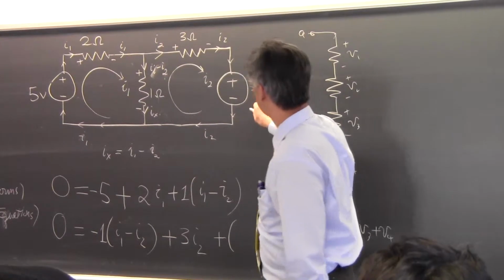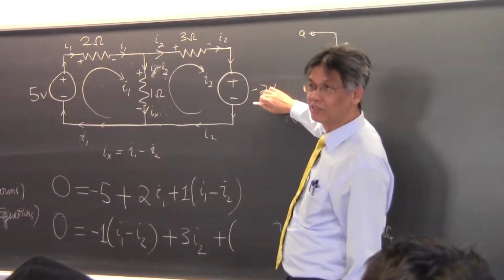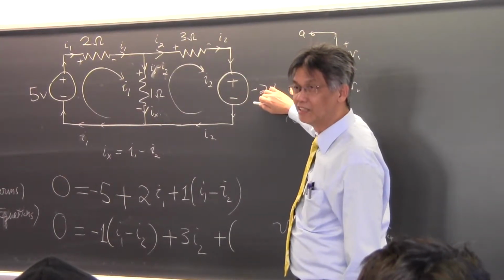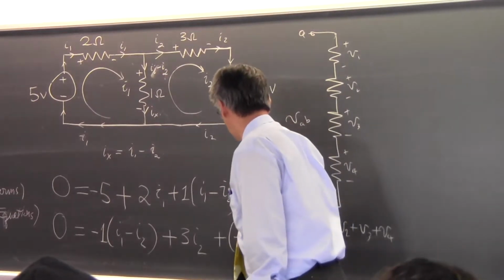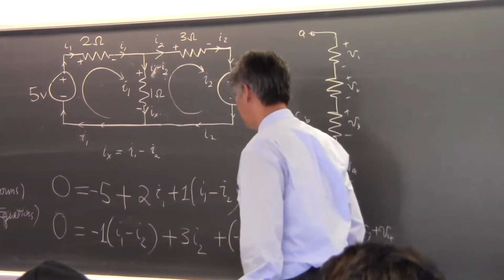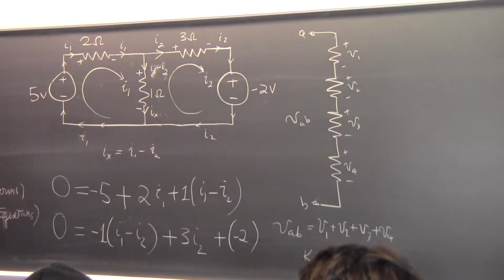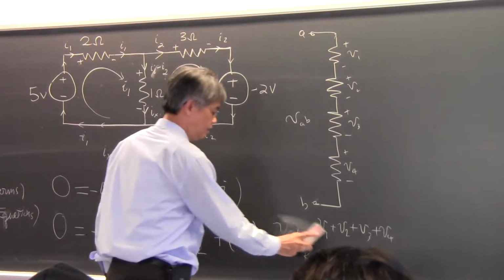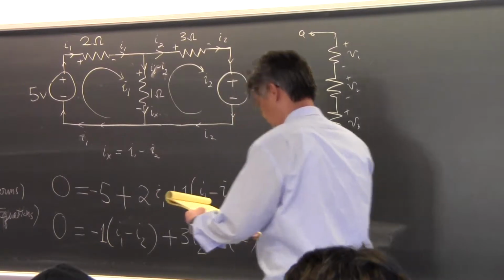But then this voltage, if I open this up and show it to you, has a negative sign. And you should give this voltage drop a -2 sign. Okay, is that clear? Some of you might get confused as to whether I should have a plus or minus sign at the end.